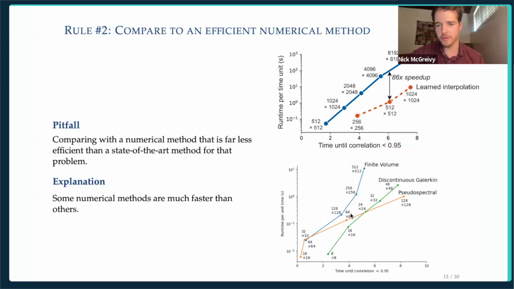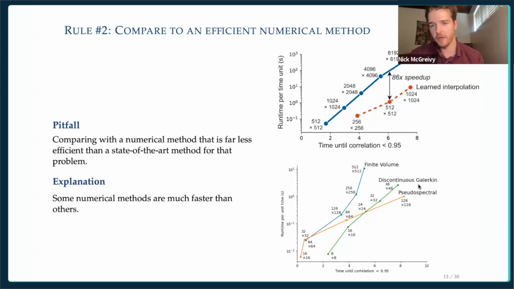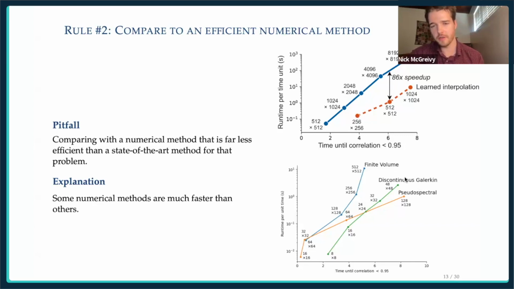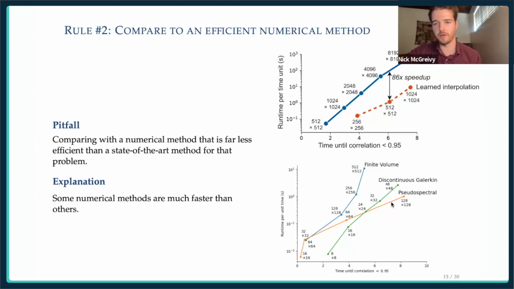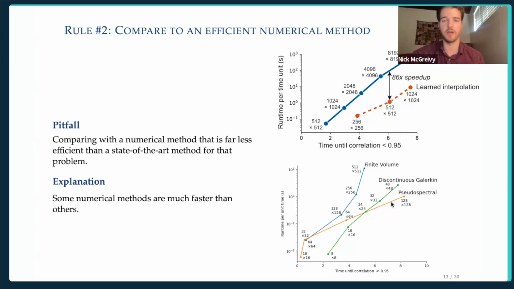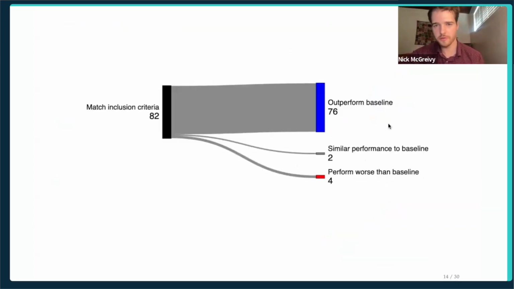And what we find is that certain methods, such as the pseudospectral method and the discontinuous Galerkin, are going to be orders of magnitude faster than this finite volume method, especially the pseudospectral methods. Yes, the machine learning model is faster, but there are also numerical methods that are much faster. And so if your goal is to be faster, you really need to be comparing to the fastest numerical methods. Otherwise, it's not a fair comparison. So we introduce those two rules.